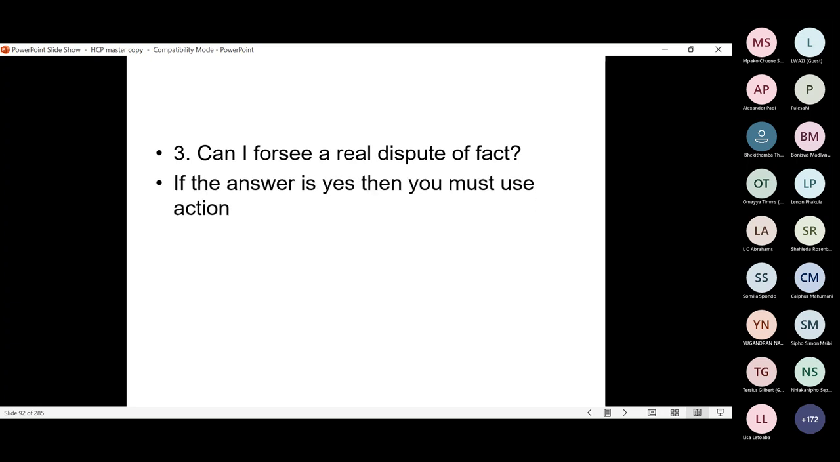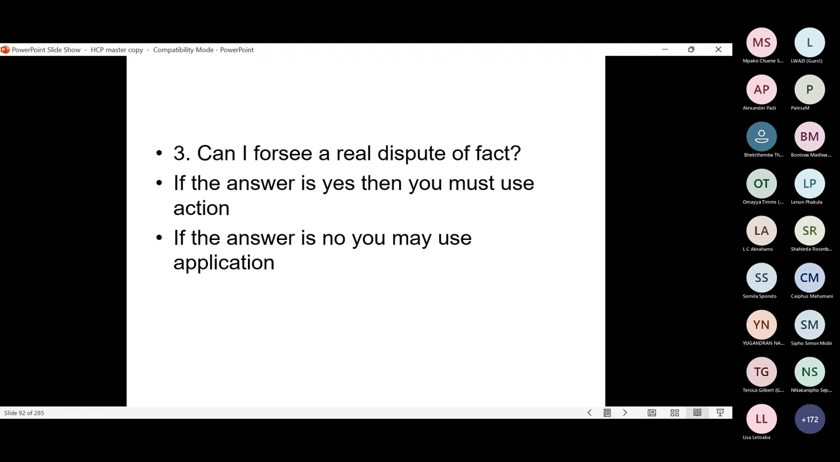If the answer is yes, I can foresee a real dispute of fact, then you must use the action procedure. Then it must be that you call witnesses. If the answer is no, then you may use the application procedure, because you feel that the dispute of fact is not so substantial. It can still be decided on the papers without having to call witnesses to clear it up. If the answer is no, you can use the application procedure.